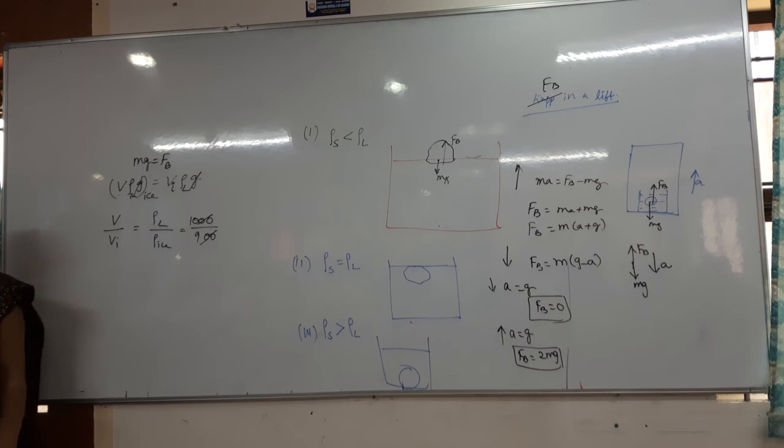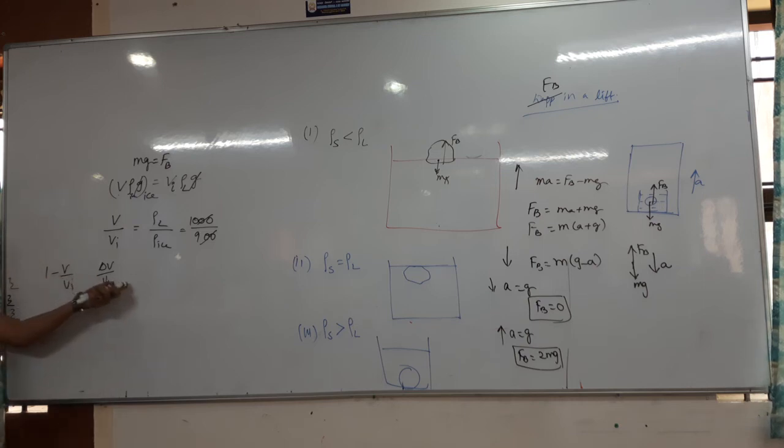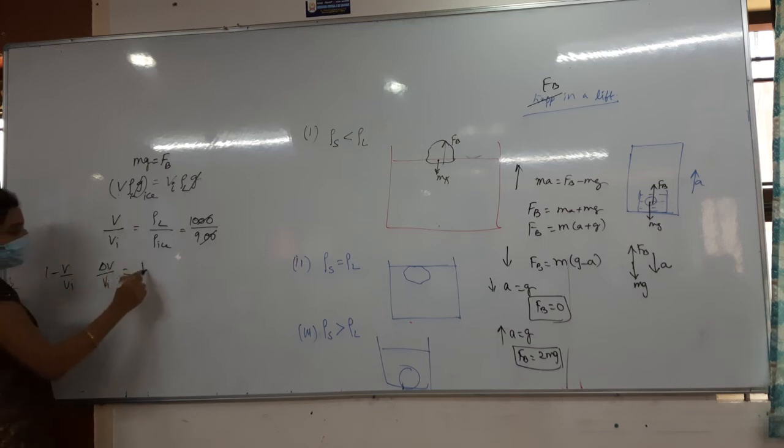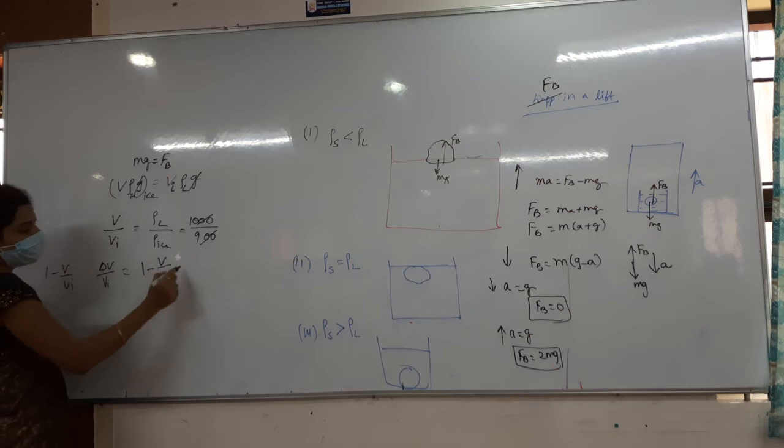But you have to find out the fraction, so what do you have to do? Delta V by Vi only, now you have to find out. Otherwise, what can I say? 1 minus V by Vi. If you do 1 minus V by Vi also, you will get the same thing, delta V by Vi. The fraction is the change in volume by the original volume. So delta V by Vi, or 1 minus V by Vi, anything is the same.